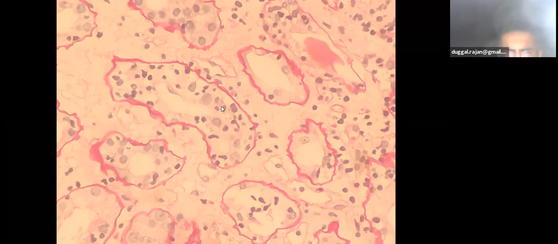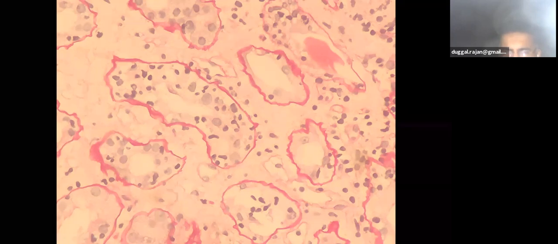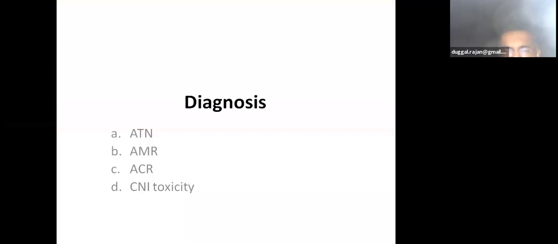So more than 10 lymphocytes means it is a severe tubulitis. There are few tubules which are showing only 3 lymphocytes, so mild tubulitis. This is a tubule which is showing 1, 2, 3, 4, 5, so there is moderate tubulitis. So when you find severe tubulitis with whatever interstitial inflammation you have, it should be more than 25% minimum interstitial inflammation. You can label this as ACR 1B. So it is acute cellular rejection, 1B.